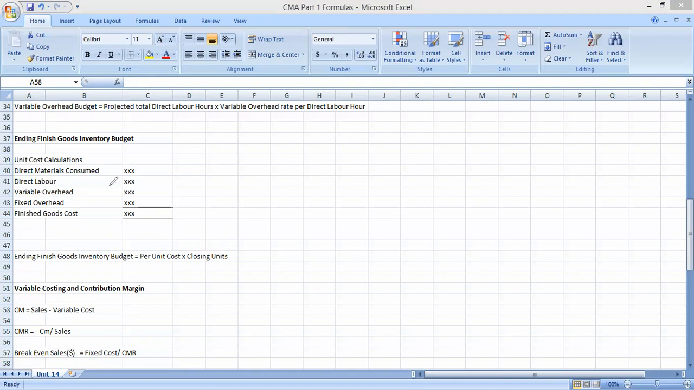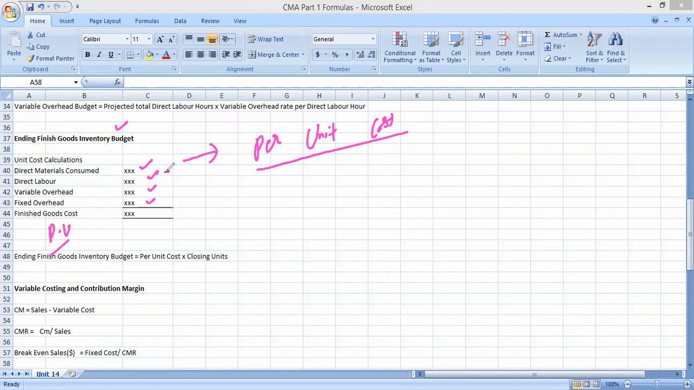In order to work out the ending finished goods inventory budget, as a first step, you do the unit cost calculation. You want to know what your per unit cost is. That's the first step you do. You already know that in order to calculate the cost of any cost object, we always look for these four elements: direct materials, direct labor, variable overhead, fixed overhead. Like that, you will have the finished goods per unit cost. This is the per unit cost.